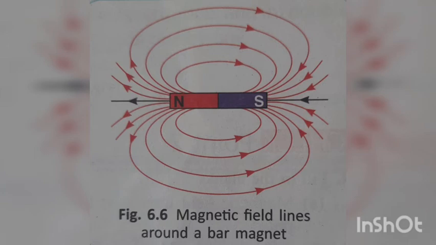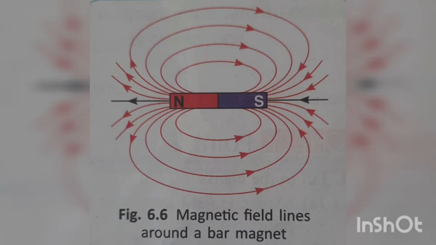Look at figure 6.6 on page number 93. We can see that a black line passes through the center of the magnet, with some arrow marks. This line is known as the magnetic axis. An imaginary line passing through the two poles of the magnet is known as the magnetic axis.